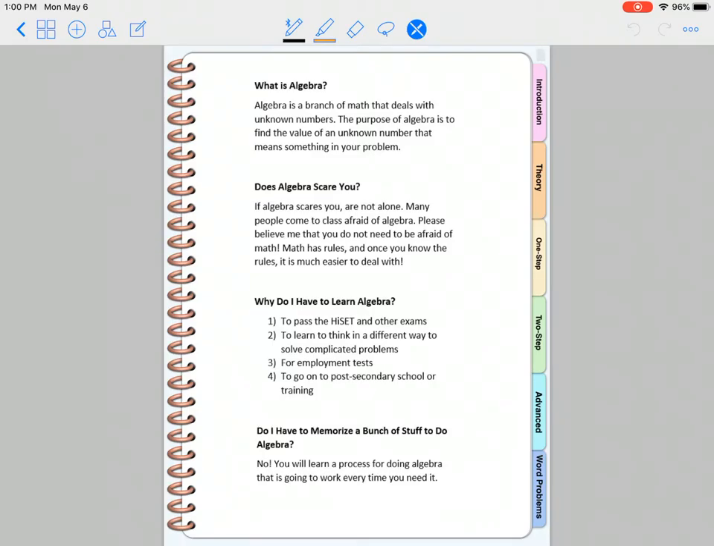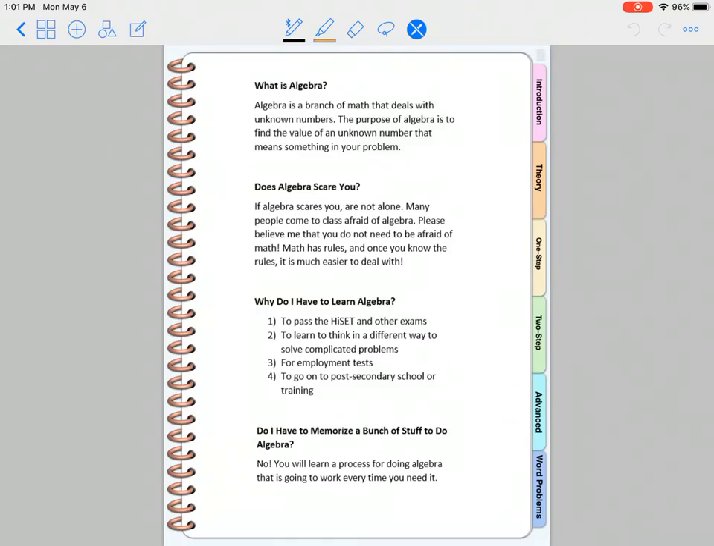The second thing, and I think this is the most important one, is to learn to think in a different way to solve very complicated problems. Algebra teaches you how to think. It trains your brain to think in a certain way, and that's really one of the ultimate goals.